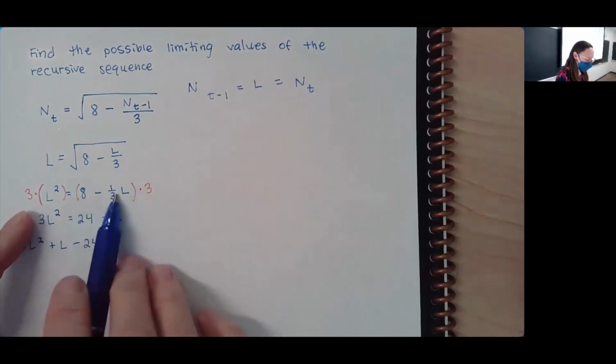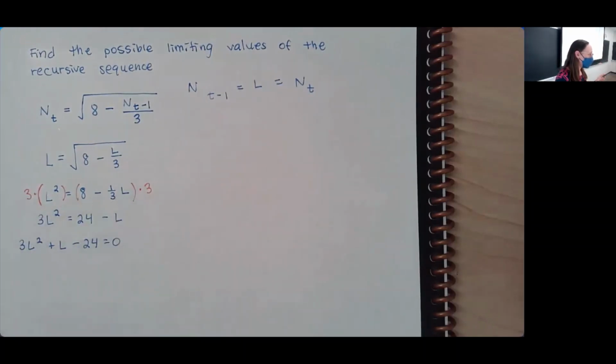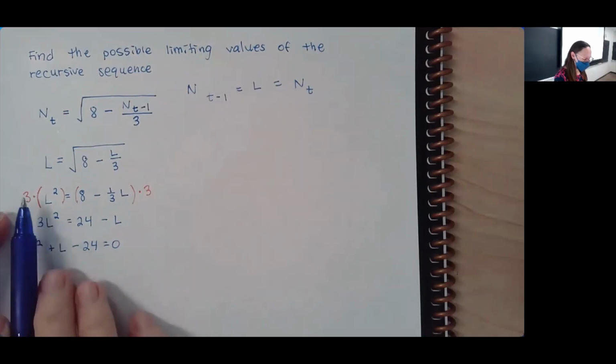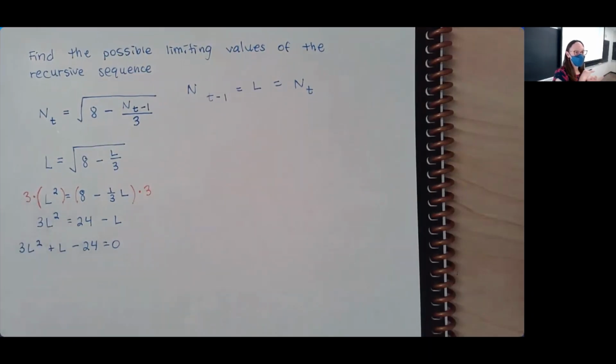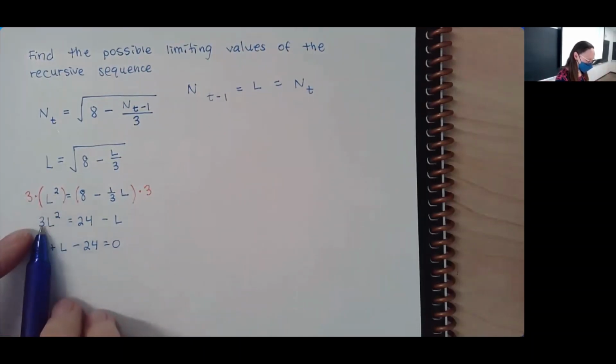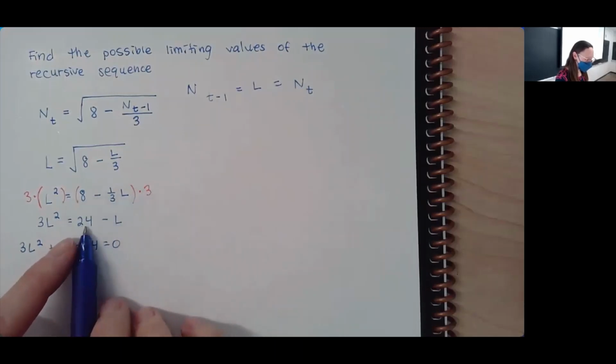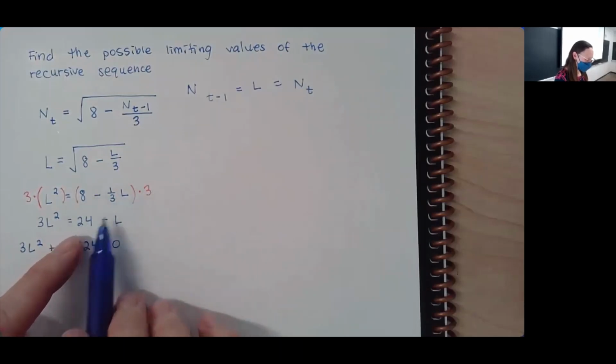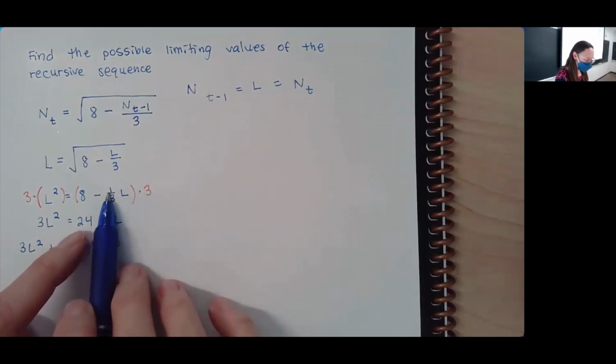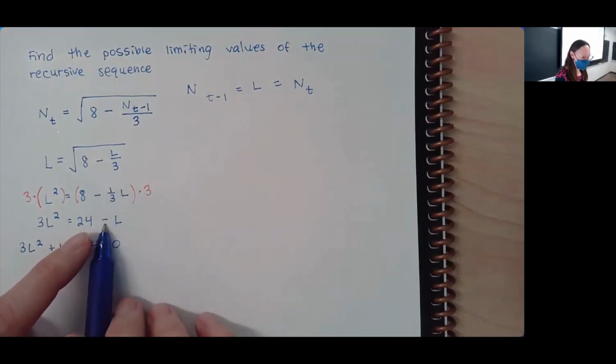You can shuffle stuff around first or shuffle stuff around later. Either one works. You just want to be careful that when you're multiplying by 3, you're multiplying every term by 3 on both sides of that equal sign. So 3 times L squared gives me 3L squared. 3 times 8, I think it's 24. And 3 times negative 1/3 L gives me just a negative L.